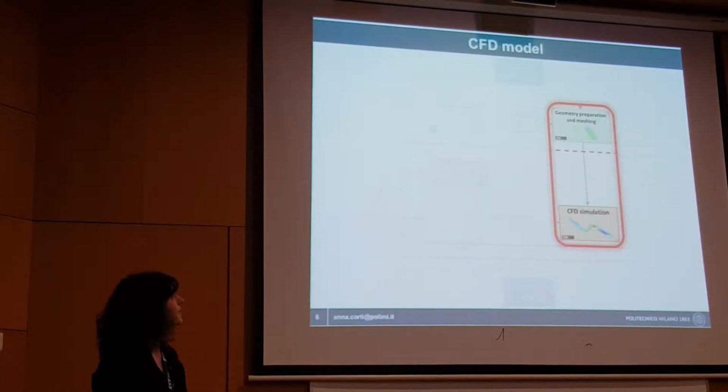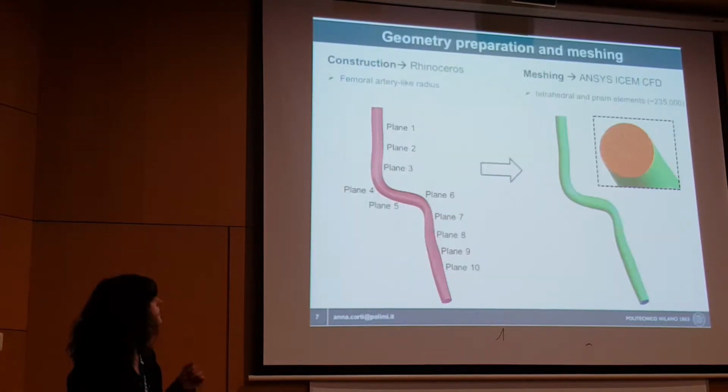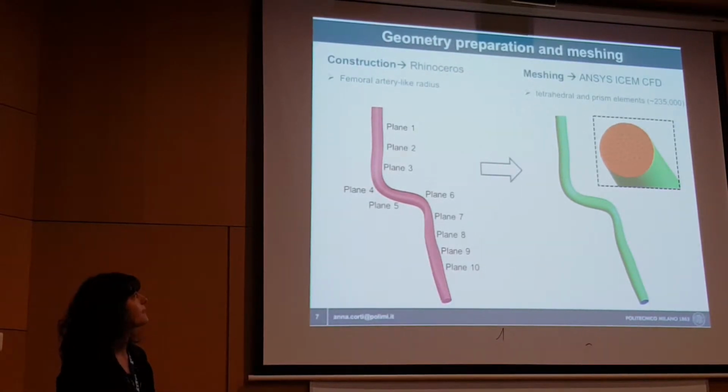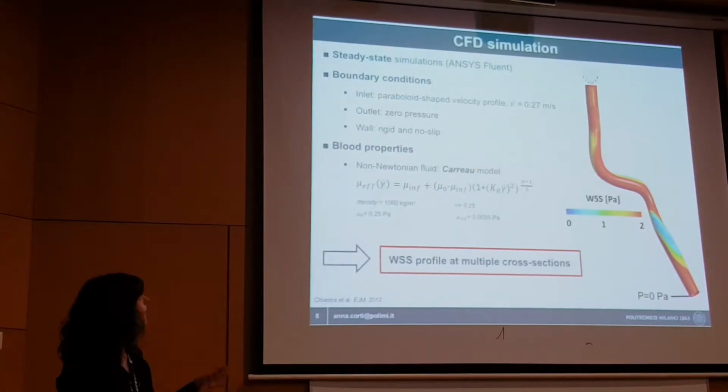Starting from the computational fluid dynamics model, first a three-dimensional geometry is built with femoral-like features, and 10 planes are selected for the subsequent agent-based model analysis. The geometry is then meshed with tetrahedral elements and 5 layers of prism elements. And finally, a computational fluid dynamics simulation is run in a steady-state mode.